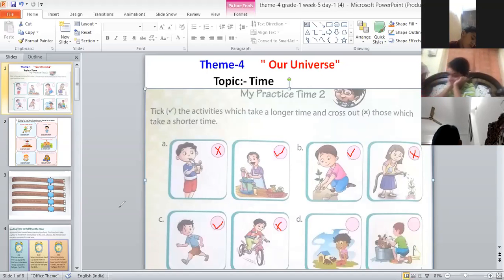Very good. So if you are feeding your pet or if you are feeding your dog, it will take less time. So we will cross out this first activity and we will put our tick in second activity. Children, I am using cursor. I am unable to make proper ticks, but you are using pencil, so you have to draw it in a proper way. Okay? I hope you all have completed this.